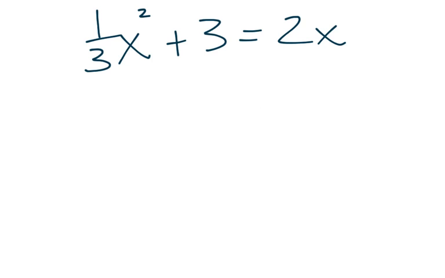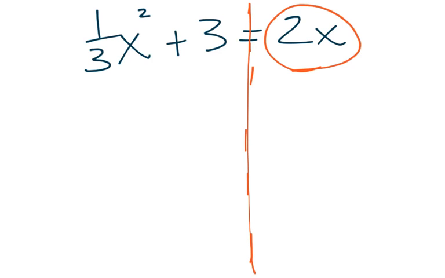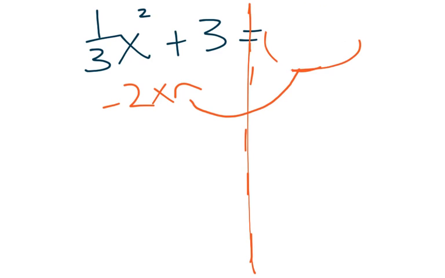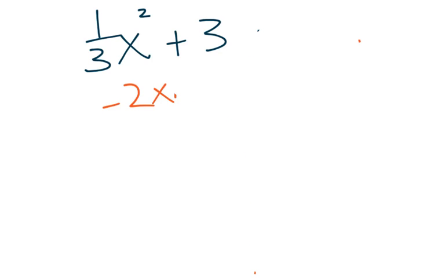Alright, notice that it's not in good format. We need everything on the left-hand side, and we need 0 on the right. So I'm going to pick up this 2x, and I'm going to drag it across the equal sign, and when I do, it's going to turn into a negative 2x. And then there won't be anything left on the right-hand side. So I'm going to erase all this. This is going to equal 0. And I'm going to have a minus 2x here.